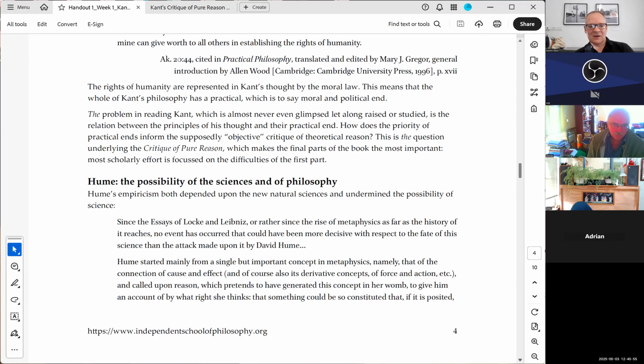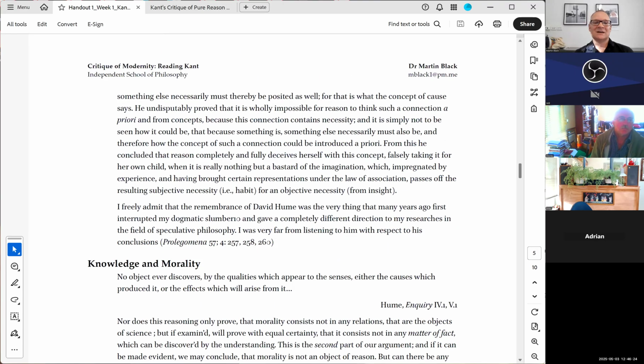That's what he's saying. Hume started mainly from a single but important concept in metaphysics, namely that of the connection of cause and effect, and of course also its derivative concepts of force and action, etc., and called upon reason, which pretends to have generated this concept in her womb, to give him an account of by what right she thinks that something could be so constituted that, if it is posited, something else necessarily must thereby be posited as well, for that is what the concept of cause says. He indisputably proved that it is wholly impossible for reason to think such a connection a priori and from concepts.